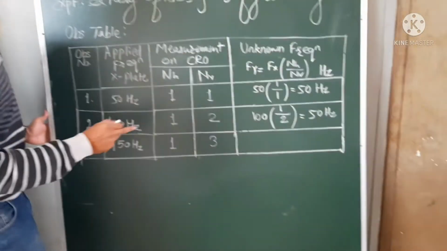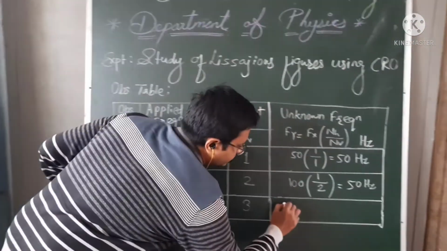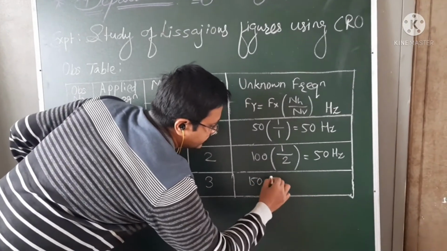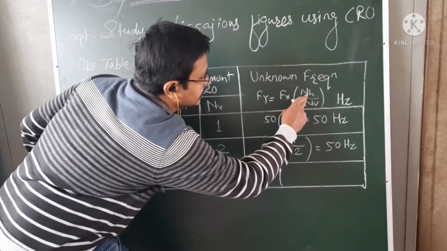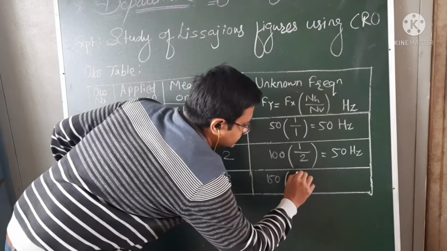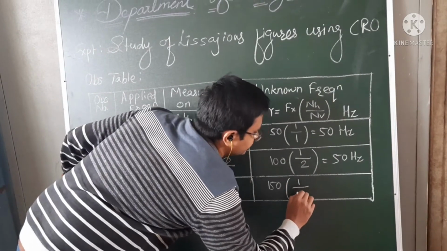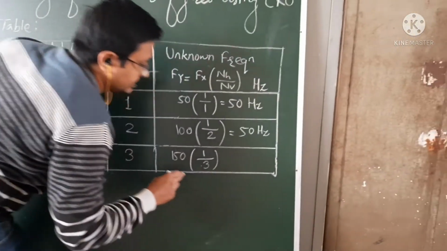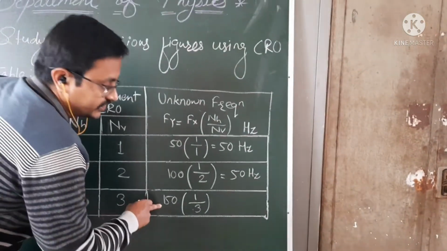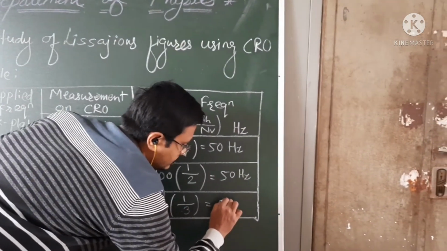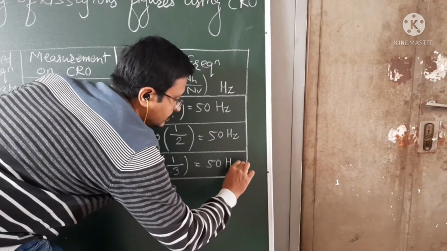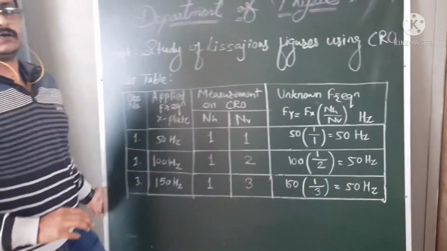Okay. Then according to the formula, Fx is 150 into bracket NH, that is 1 divided by NV, that is 3. 1/3 of 150 is 50 Hertz. Okay.